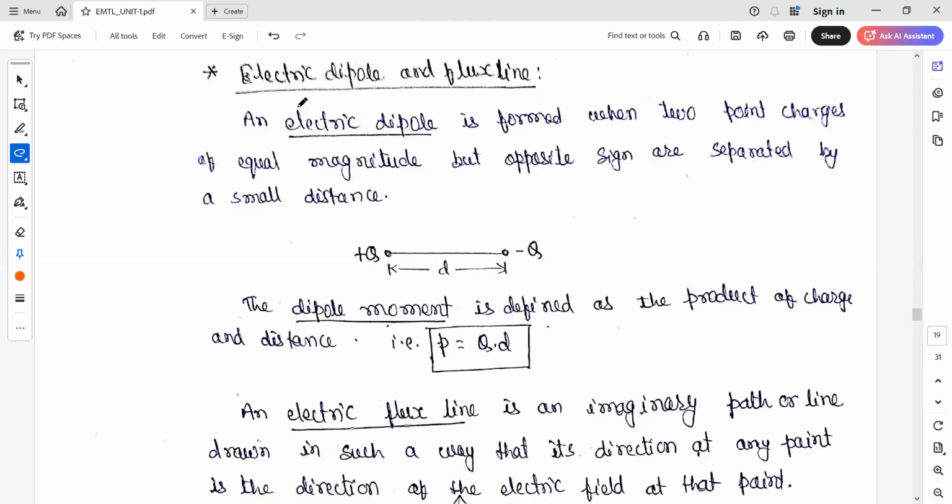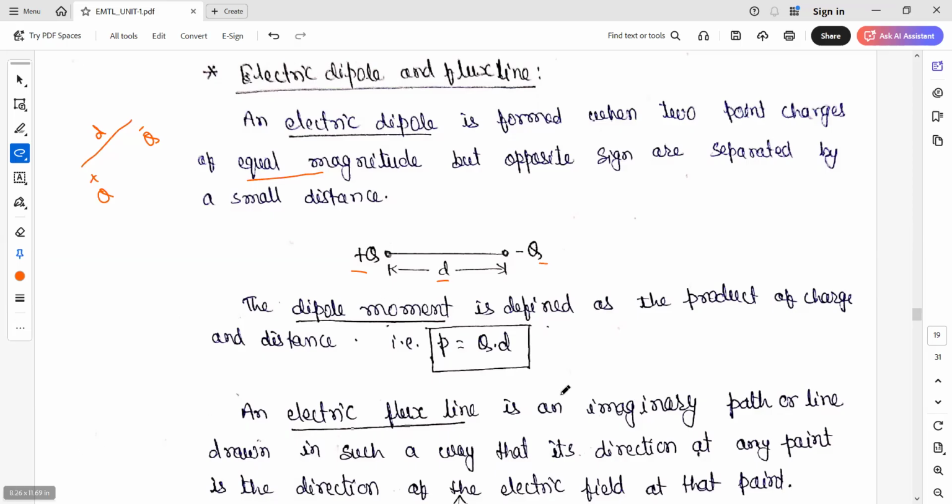Here we have discussion about electric dipole and flux line. So what is the dipole? When the charge plus Q and charge minus Q are separated by some distance, that forms the dipole. The dipole is formed when two point charges of equal magnitudes and opposite sign, plus Q and minus Q, are separated by distance d. So it forms the dipole.